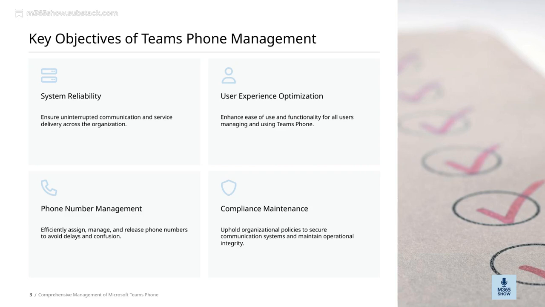Finally, system reliability is at the core of our objectives. We want to ensure uninterrupted communication and consistent service delivery across the organization. This reliability keeps our teams connected and operational at all times. By focusing on these objectives, we can manage Teams Phone effectively, supporting our organization's communication needs securely, efficiently, and reliably.